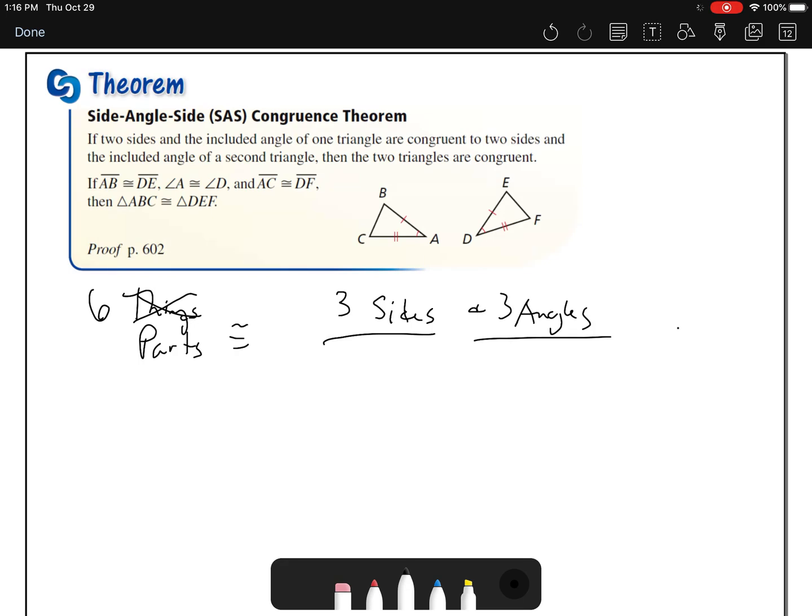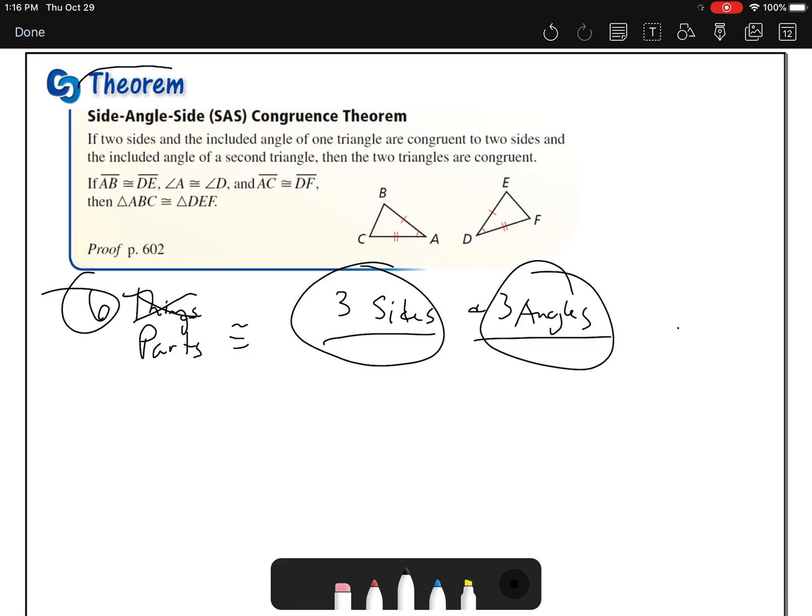So what we want to do is see if there are shortcuts. Because we don't want to have to show that the 3 sides are equal and that the 3 angles are equal. That's 6 parts that we have to prove congruent. Well, if there's a shortcut, then we can save some steps. That leads us to our first theorem, and we're going to be doing proofs in 2 more lessons. And I'm not going to lie, they take some work, to say the least.